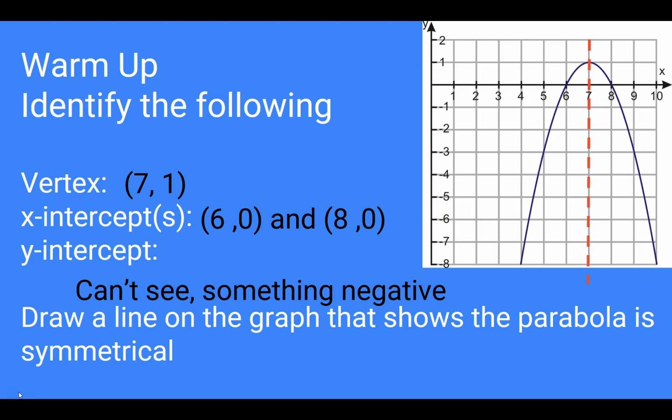Symmetry means it's the same thing on both sides. I could fold it, if this was a piece of paper, and I folded it on the red dotted line, it would lay on top of each other. It'd be like a mirror image. Okay?